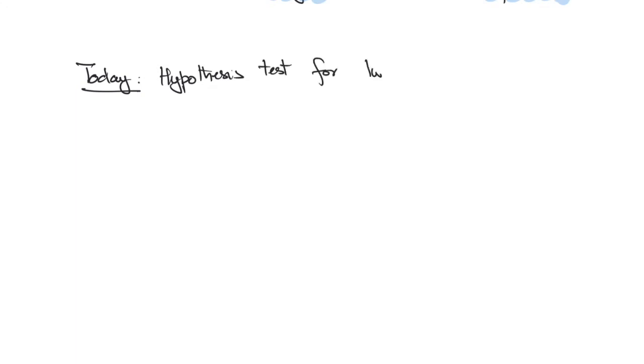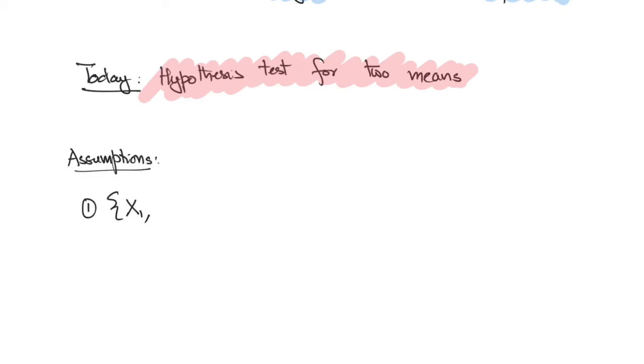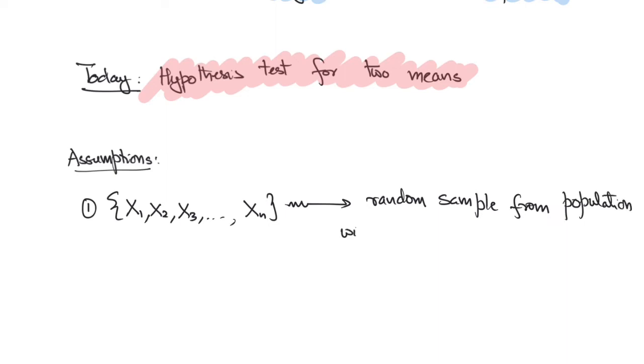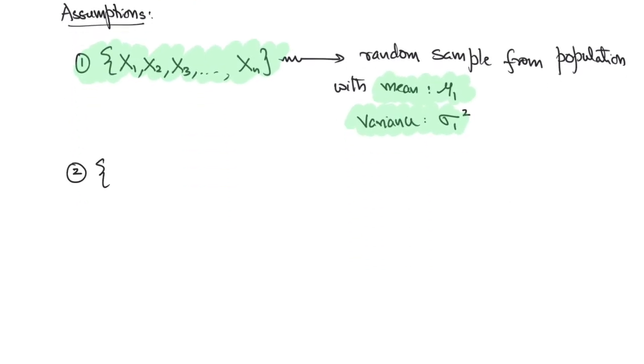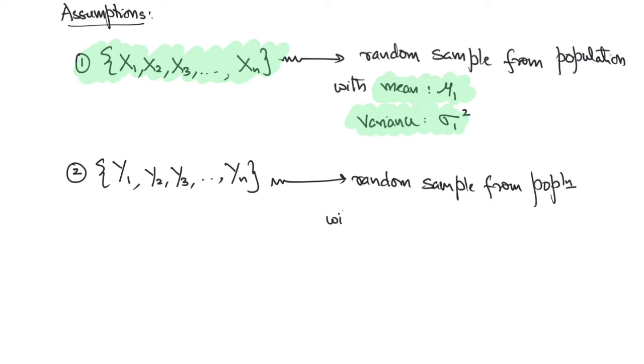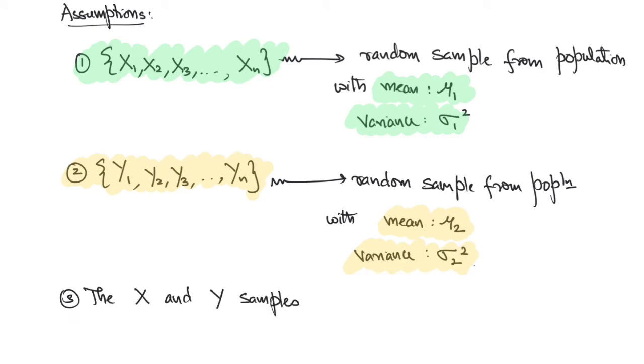The assumptions that we are going to work with in this setting are that we have a random sample, which we will call capital X, and the elements of the random sample will be xi's. This is going to come from a population with mean mu1 and variance sigma 1 squared. We will have another random sample y1, y2, y3 up to yn. This is a random sample coming from a population with mean mu2 and variance sigma 2 squared. We will also assume that the random samples x and y are independent of one another.